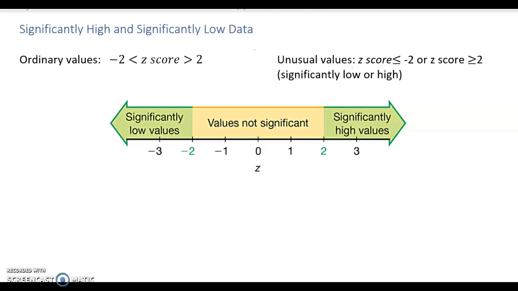Now we've learned that values that are more than 2 standard deviations from the mean are considered significantly high and significantly low. Well, if a value is more than 2 standard deviations from the mean, that means your z-score is greater than 2 or less than negative 2. So we can say that unusual values or significant values have z-scores of less than or equal to negative 2 or greater than or equal to 2. We'll call them significantly low or high.